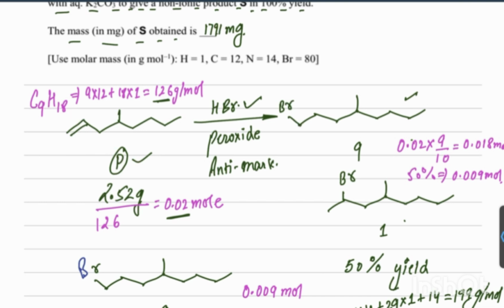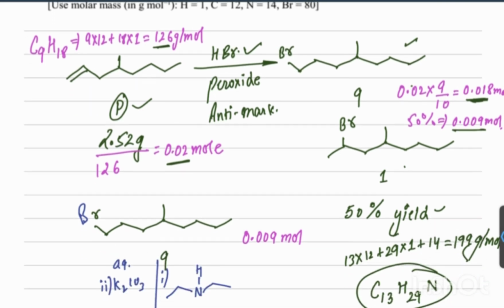But because the ratio is 9:1, that's why 0.02 times 9 by 10 is 0.018 moles. 0.018 moles should form. But because the yield is 50%, we have to calculate 50% of this 0.018, which is 0.009 moles.